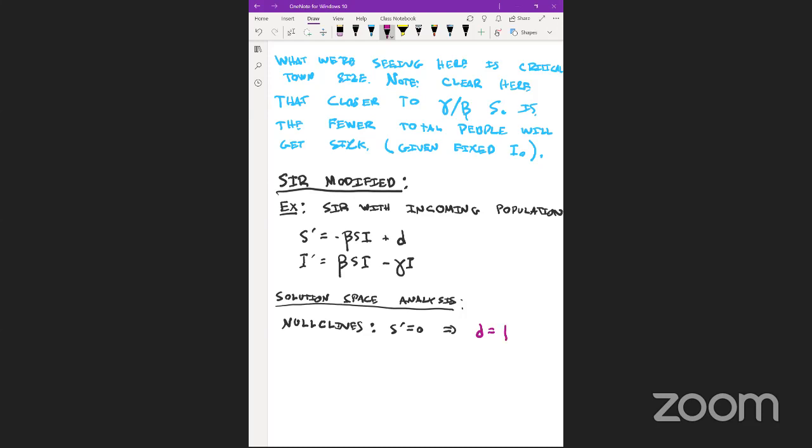So the S prime equals 0 null line is just going to be D equals beta SI. Okay, it's a curve, right? I can solve this as a function for I in terms of S or S in terms of I. It's a perfectly fine curve. And then I prime equals 0. Well, we're going to have our standard two null lines that we've had before. So I equals 0 is one solution, and our other solution is going to be S equals gamma over beta.